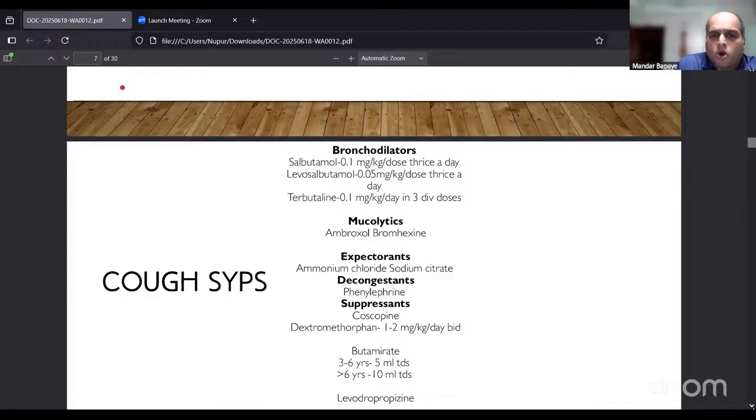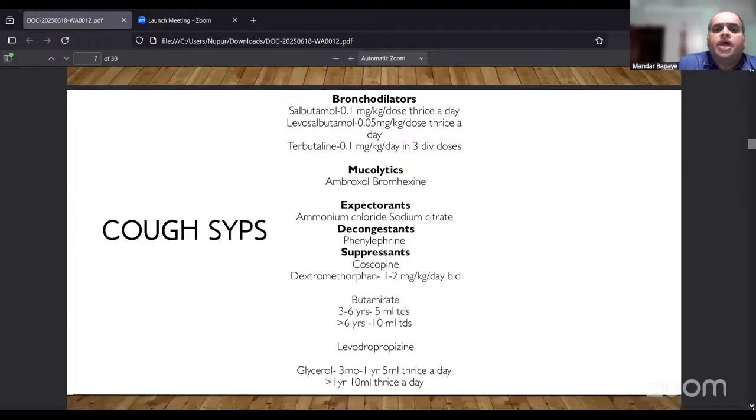Mucolytics like ambroxol and bromhexine. Ambroxol is available as a drop formulation as well as a syrup formulation. Expectorants like ammonium chloride and sodium citrate are available along with the bronchodilators and mucolytics. The decongestant is available along with antihistamine, and there are suppressants. Now, in the pediatric population, there is hardly any reason why we should suppress the cough. Cough is telling us something. We try to treat the cause rather than suppress something which is trying to tell us something.